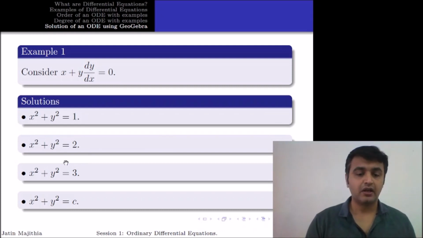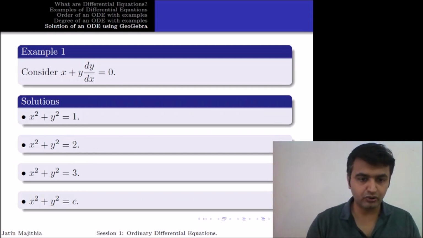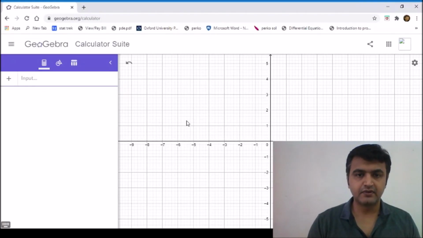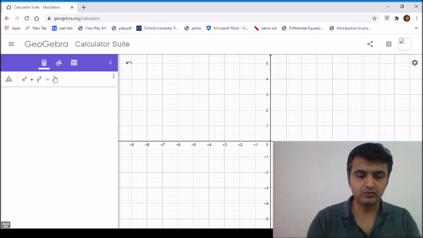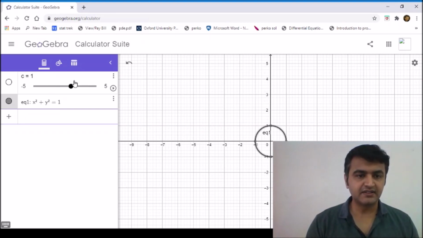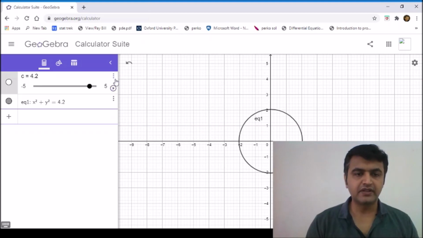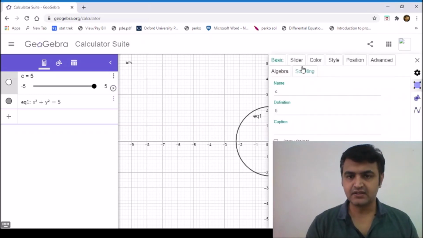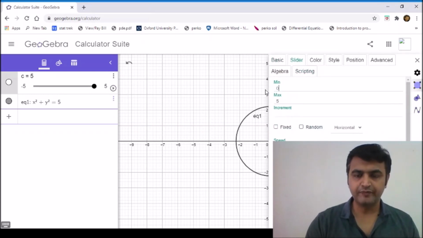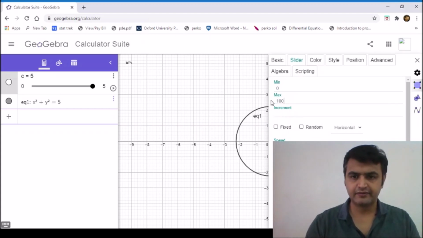If you want to see, let me show you on GeoGebra so that you can visualize things. So here if I just write down x square plus y square equal to c, and then this is the slider which I get, and since I know that my circle won't have radius 0, let's make the changes here. For the slider the minimum should be 0 and let's take the maximum as 100. Okay, so we are done with the settings.